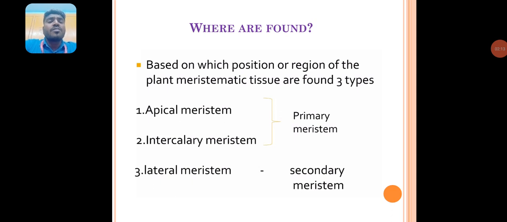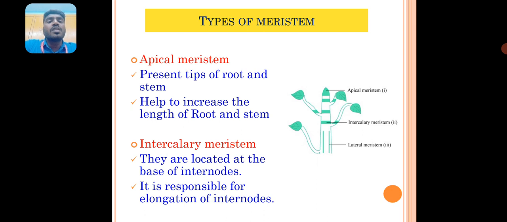Where are they found? Based on position or region of the plant, meristematic tissues are of three types: apical meristem, intercalary meristem, and lateral meristem. Apical meristem and intercalary meristem are primary meristems. Lateral meristem is a secondary meristem. Apical meristem is present at the tip of root and stem, and helps to increase the length of root and stem. Intercalary meristem is located at the base of the internode.